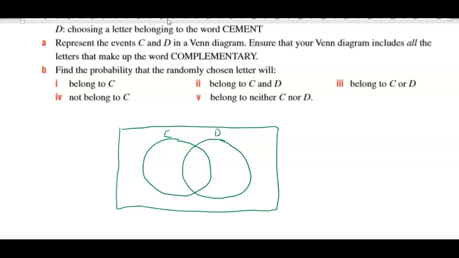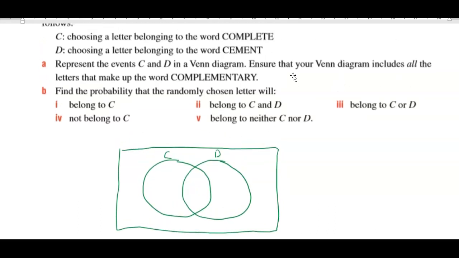All right, so when you're looking at your word, I might just scroll up because we can't see the other word, complete. So just go through each letter in complementary first. So C is common to both complete and cement, so it goes in here. O is in complete. M is in both. P is in complete. L is in complete. E is in both.